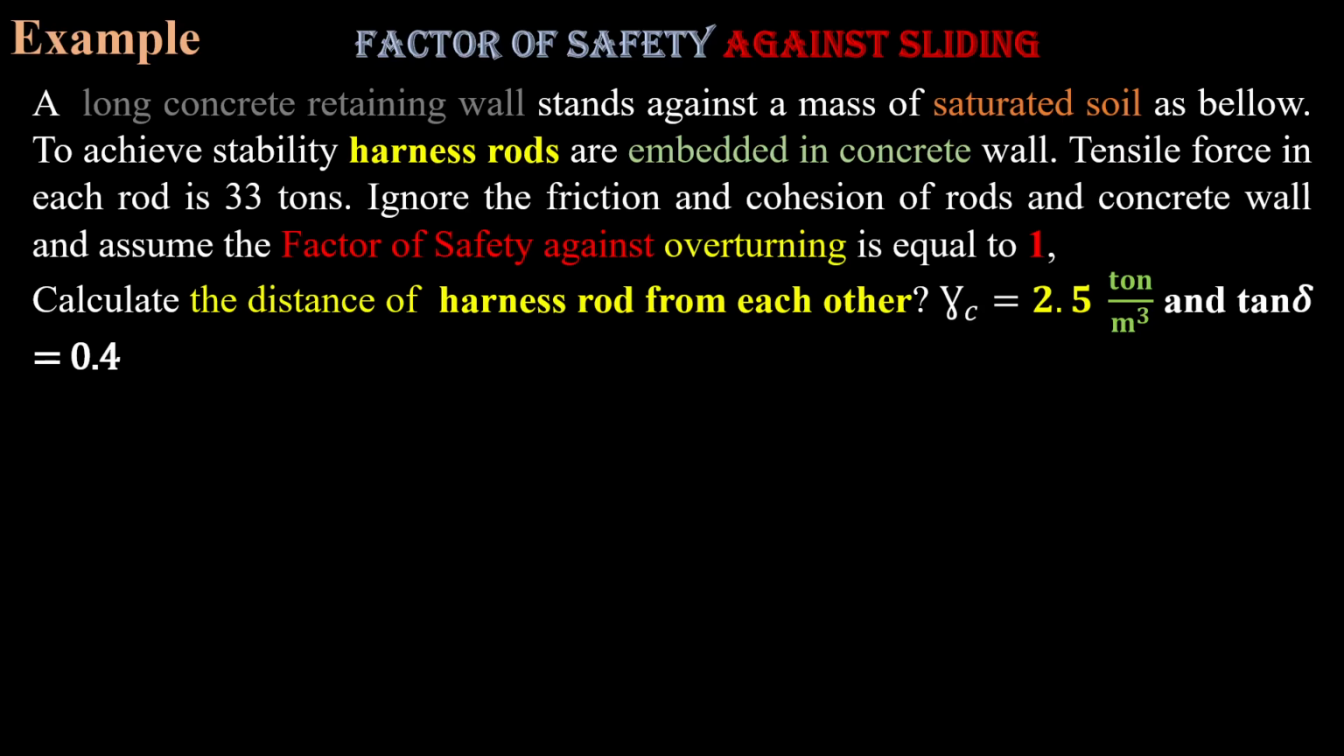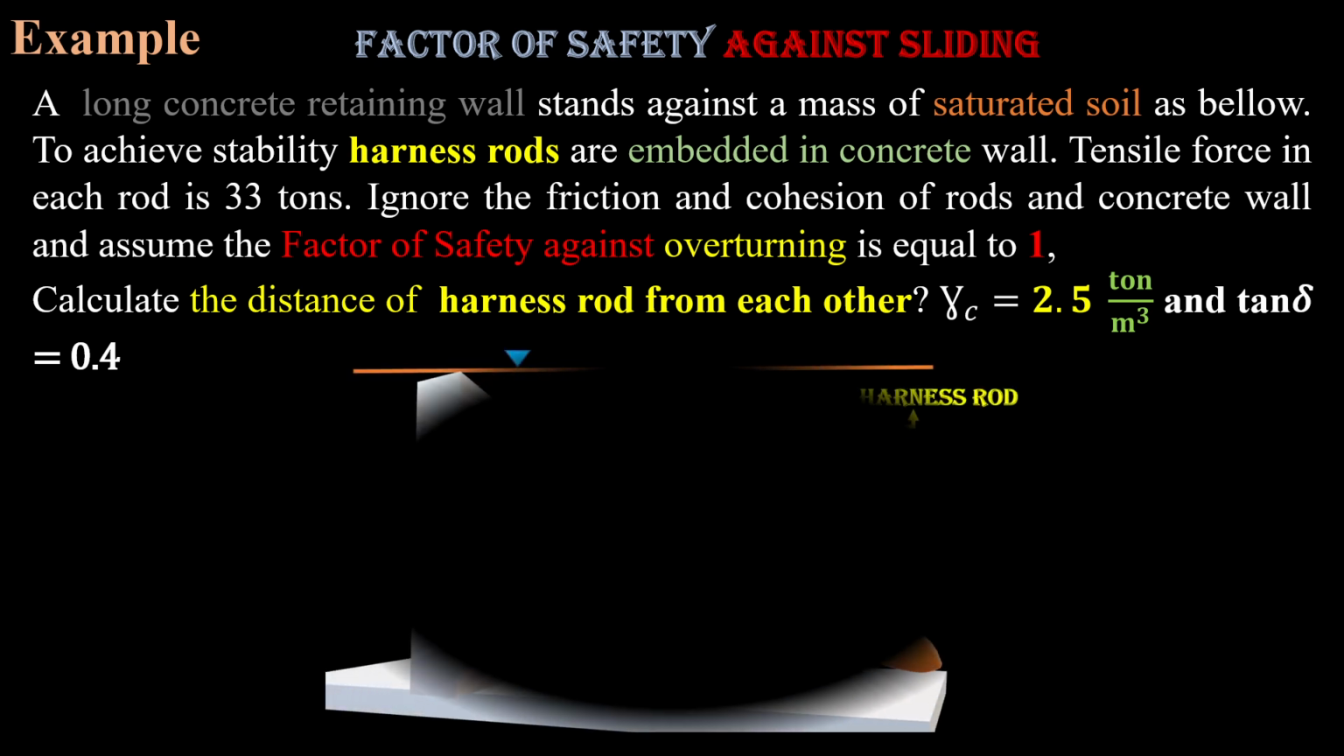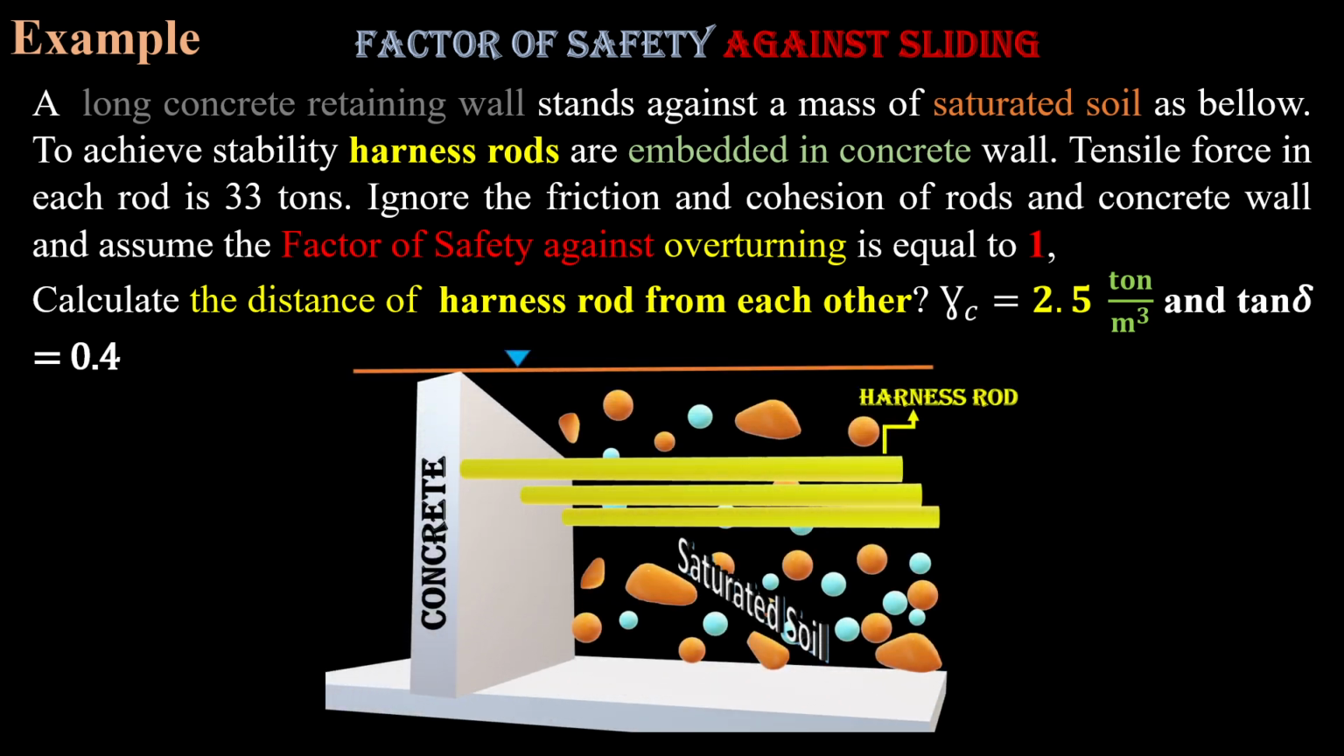We want to see, if we have a long concrete retaining wall standing against a mass of saturated soil, and harness rods are helping the concrete retaining wall, and we do know the tensile force in each rod is 33 tons, what the distance between each two harness rods is.